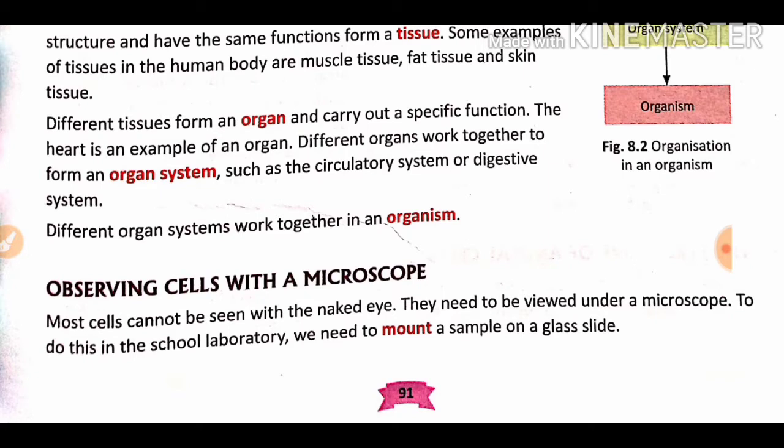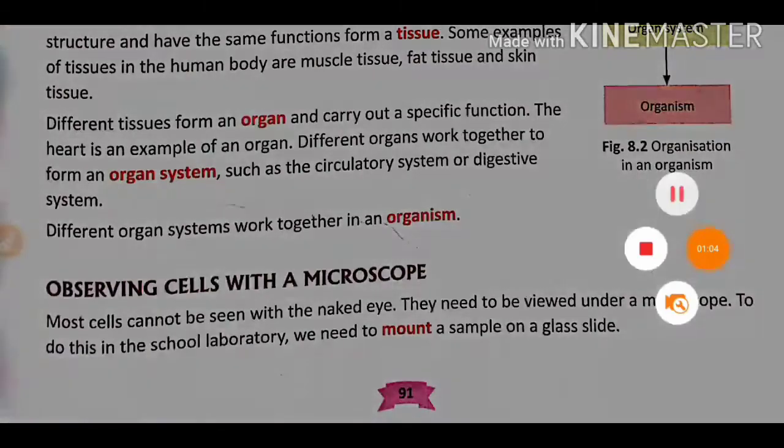As we know that cells are not possible to see with the naked eye, so we use a microscope. To do this, in the school laboratory, we need to mount a sample on a glass slide. When you go to higher classes, you will do this activity also. So now we read which substances are found within the cells.